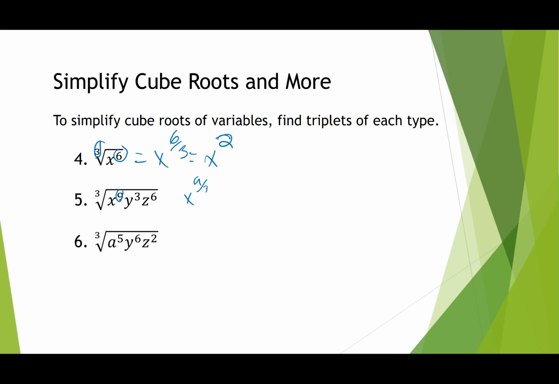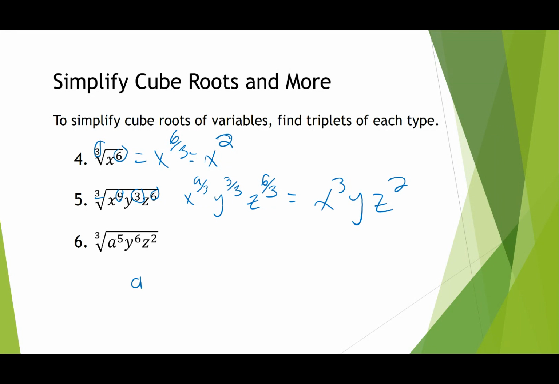Well, I'll write it out first. We'll have 9 divided by 3. This will be y to the 3 divided by 3. This will be z to the 6 divided by 3. Right? That's just putting these as exponents and the index as denominator like we did earlier in the video. But a simpler version is just x to the third, y to the first, and z to the second.